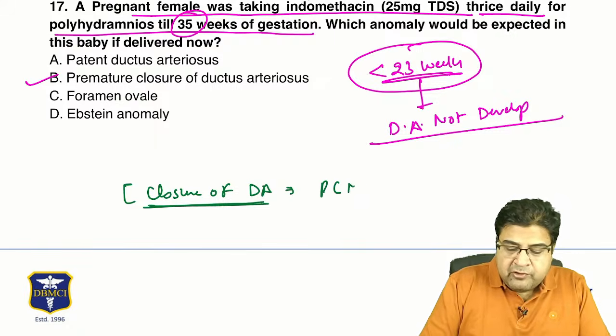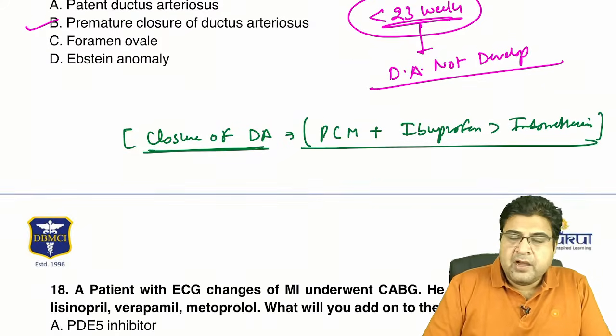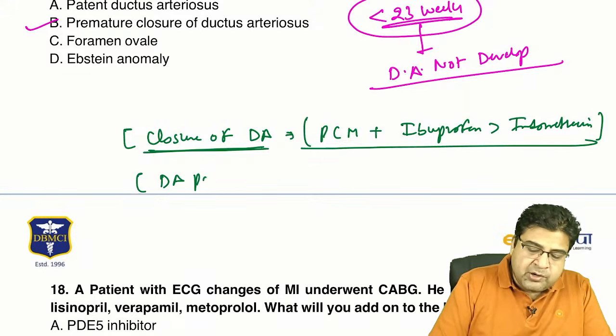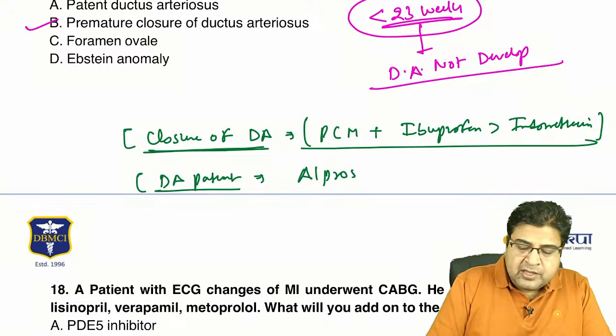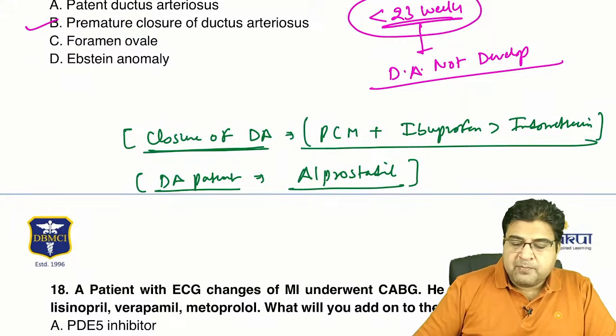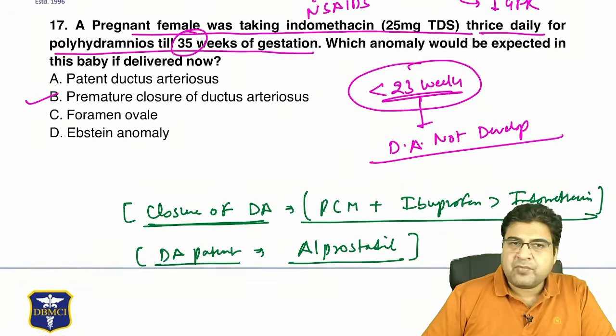We will give the combination of paracetamol plus an NSAID. The NSAID can be ibuprofen, or I can also use indomethacin. These are the medicines we use for closure. Now if I want to keep the ductus arteriosus patent, I will use alprostadil as one of the drugs for this. So question 17, answer is B.